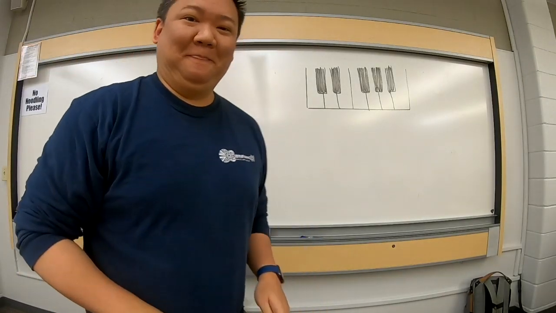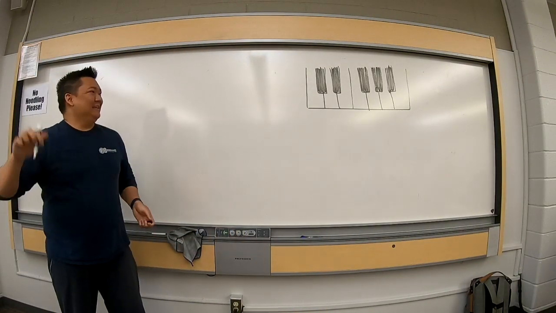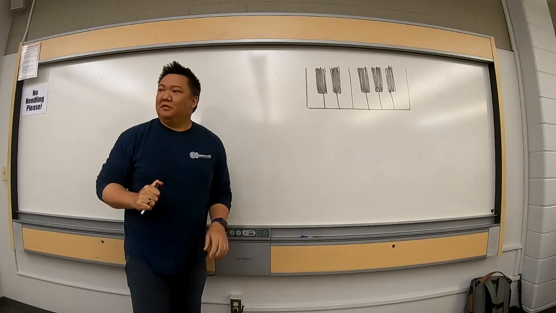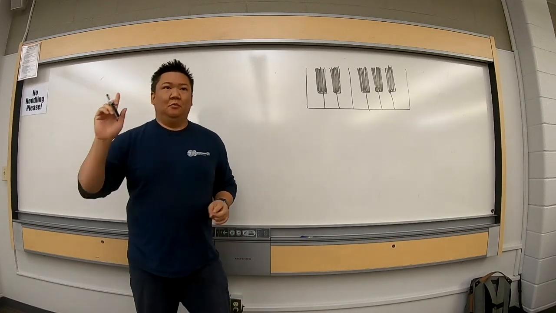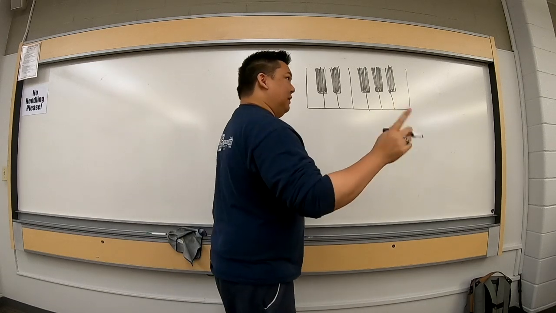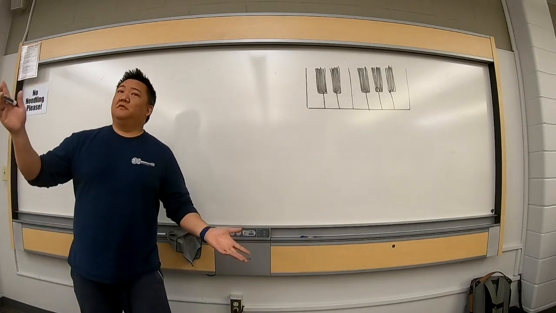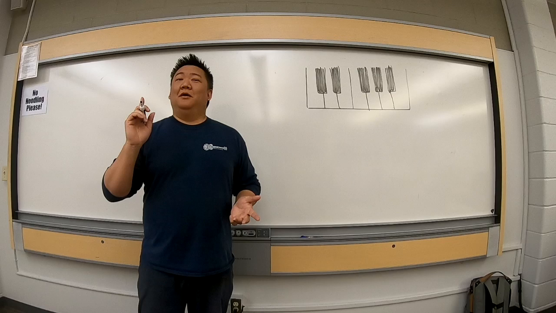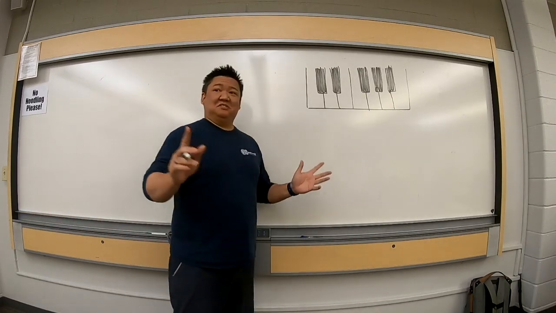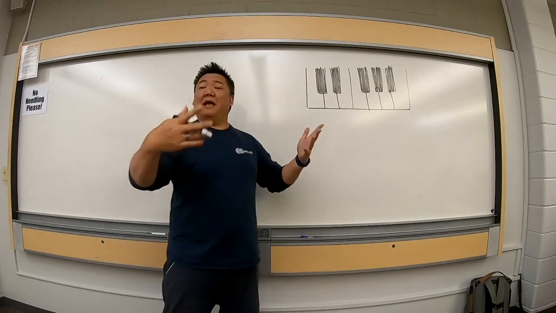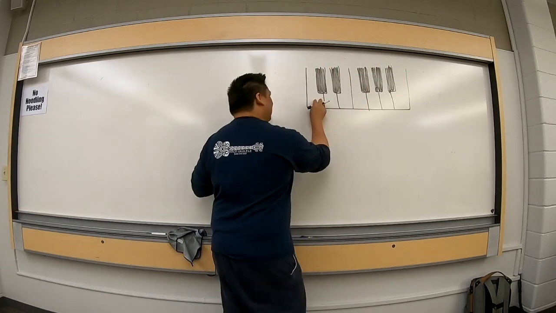Piano keyboard. What do the white keys represent? An octave. Notes. What kind of notes? Full notes. Neutral notes, in the sense of no sharps, no flats. Right, or natural notes. So, natural notes.